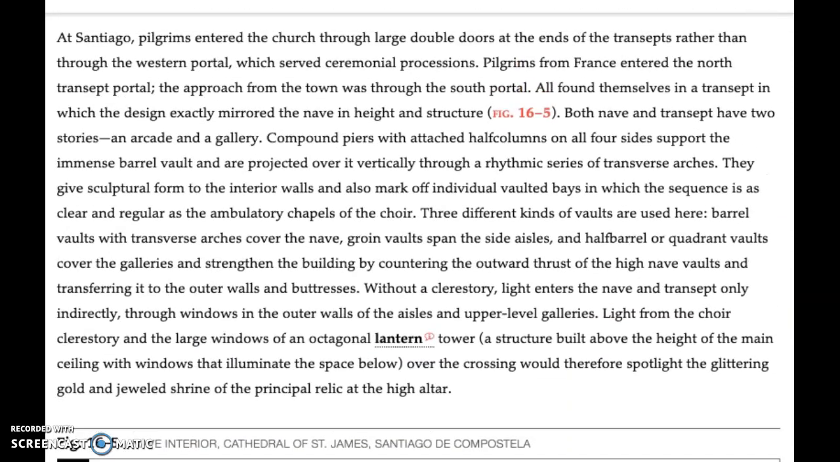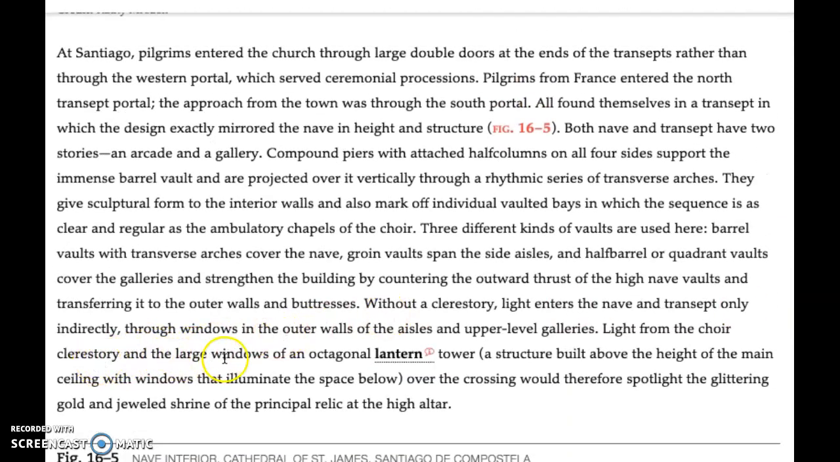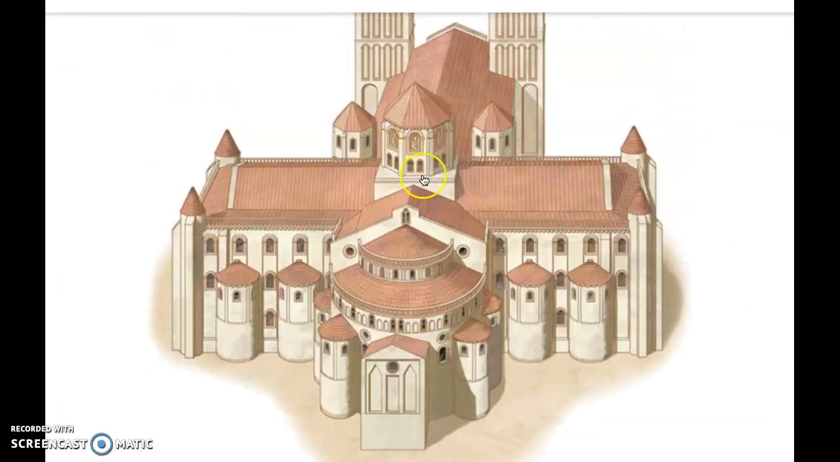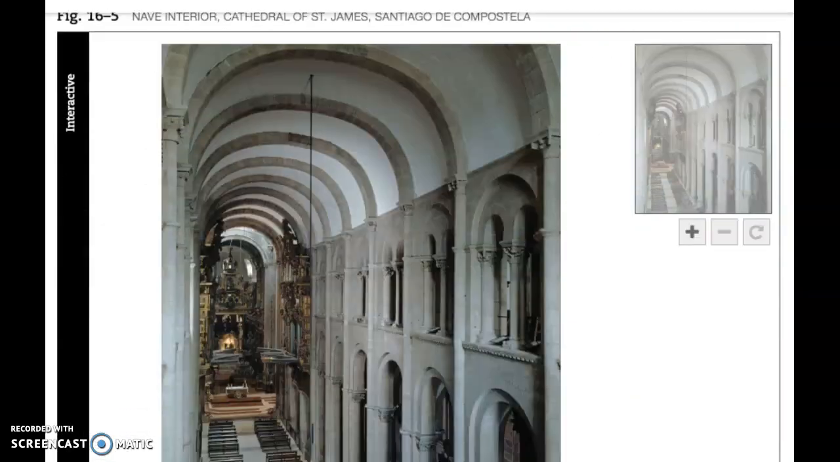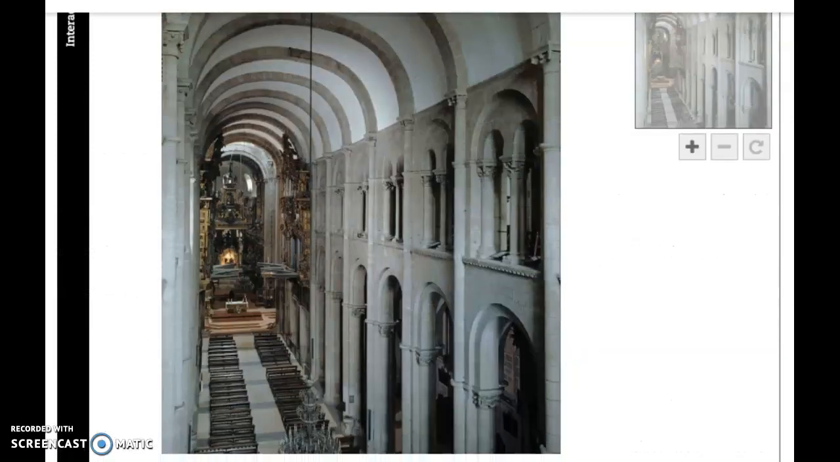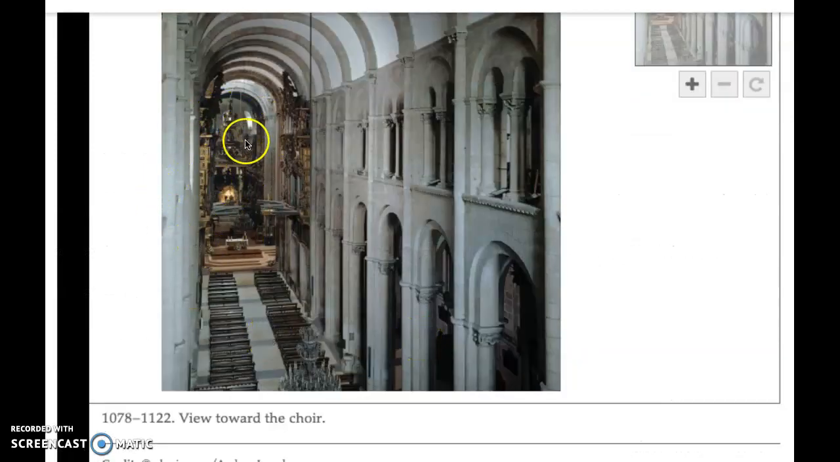So there is a lantern tower, a structure built above the main ceiling with windows that illuminate the space below. Here it is from the outside. There's a little tower placed right at the meeting of the nave and the transept with windows, which is pretty dramatic because it means that your maximum amount of light is coming in right at the altar. Good poetics of light.